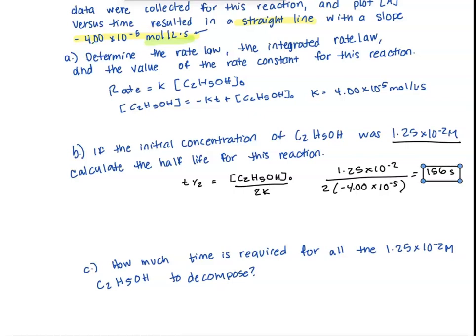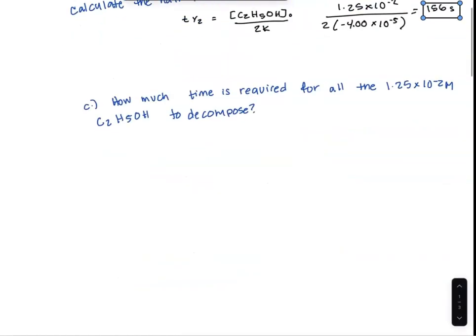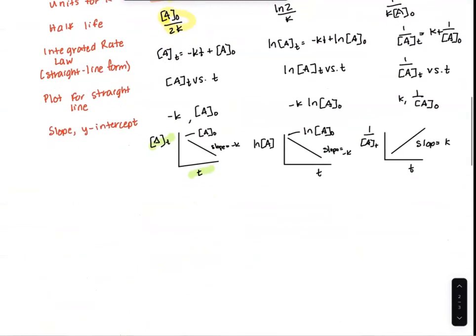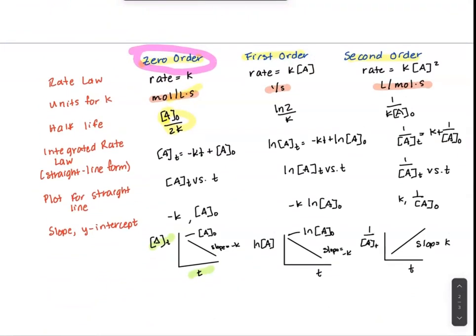All right, so let's go ahead and do the last portion of it. How much time is required for all of the concentration, which is 1.25 times 10 to the negative 2 molarity of C2H5OH, to decompose? For this one, we want to look back at our formula, back at the zero order. We can see here that this is our integrated rate law that forms a straight line. So let's use this formula to figure out this answer.